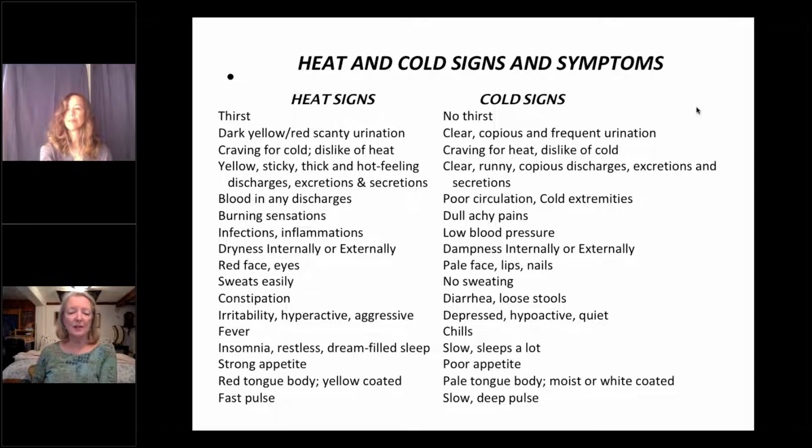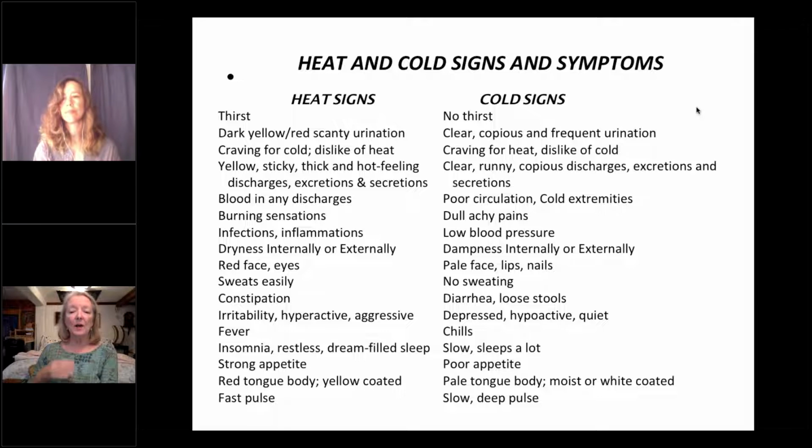So heat signs, as you can imagine, when you're hot, think about a really hot summer day. Even some of you are living in 0-degree weather right now. Think about a really hot day and how you feel. You sweat easily. You're throwing your clothes off. You don't want to wear as much. You're thirsty. You might even be craving cool things to drink. You're restless. People who sit there and they shake their leg a lot, that's a restlessness, that's a heat symptom. Burning sensation. Blood in any discharges indicates heat. And any excretions, secretions that are yellow indicate heat as well.